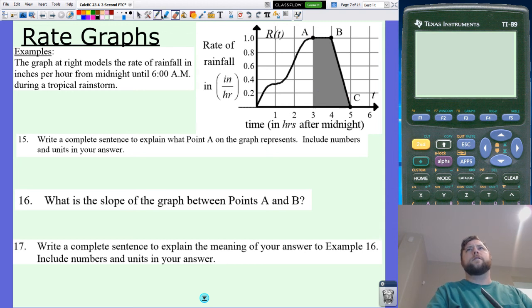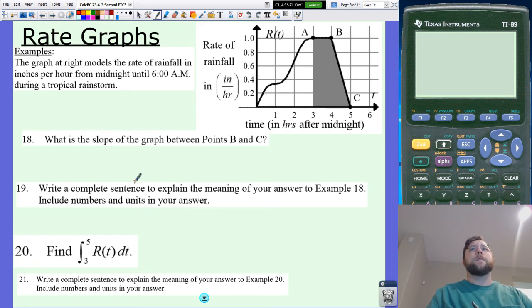All right, so write a complete sentence to explain what point A on the graph represents. So I would say point A on that graph represents the rate of rain at 3 hours after midnight. So at 3 a.m., the rate of rainfall is 1 inch per hour. All right, what's the slope between point A and point B? The slope right there is 0. It's a flat line. And what does it mean? Well, it means the rate of rainfall between A and B is not changing. So it's just staying at 1 inch per hour for that time.